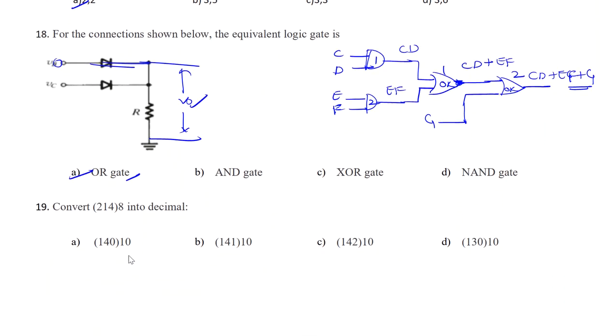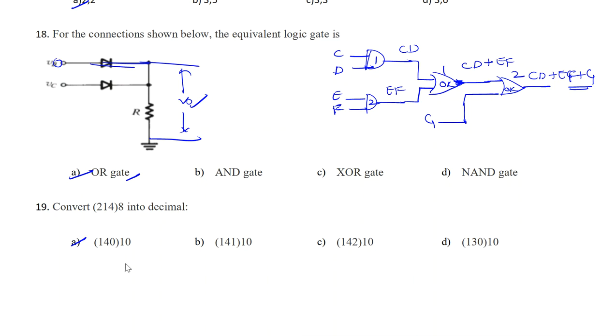Now convert 214 base 8 into a decimal value. Now how are we going to convert this octal value here? Yes, what will be the answer here? So the answer for this question is A here. Yes, the answer is 140.